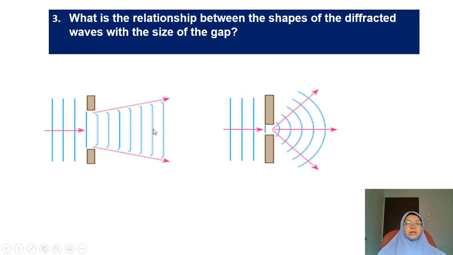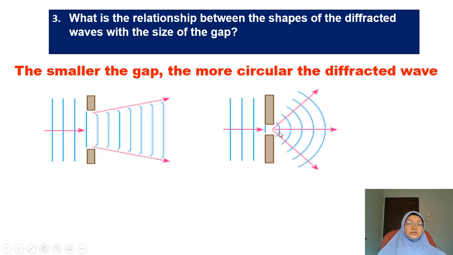Okay. Now look at the next factor. What is the relationship between the shape of the diffracted wave and the size of the gap, right? So this is the wide gap, this is the narrow gap. Which one is more circular? The narrow one. So the conclusion: the smaller the gap, the more circular the diffracted wave, the more obvious the diffraction.